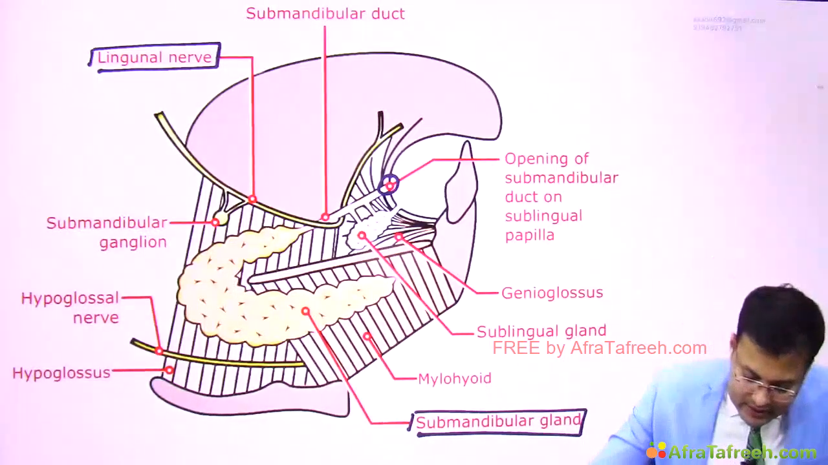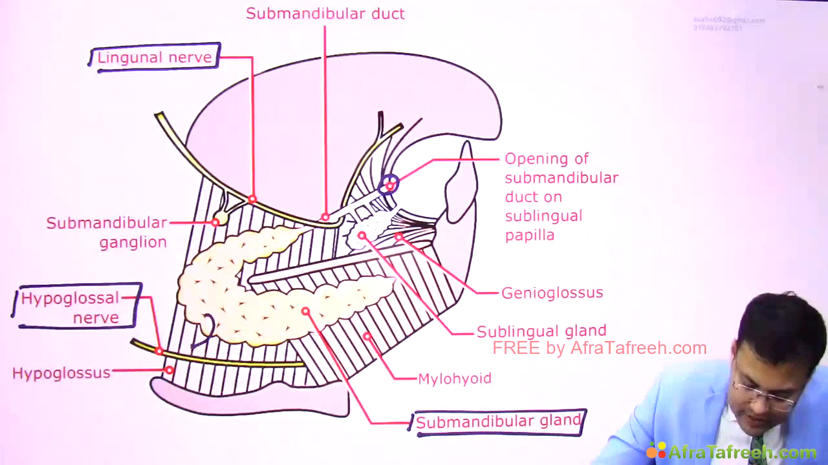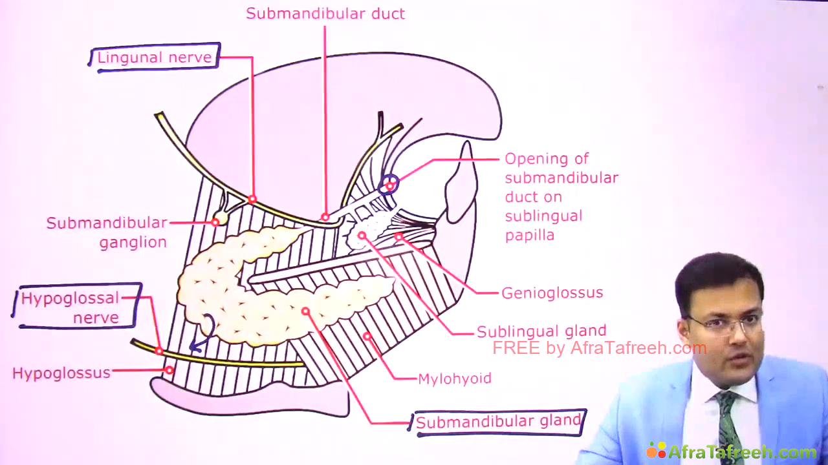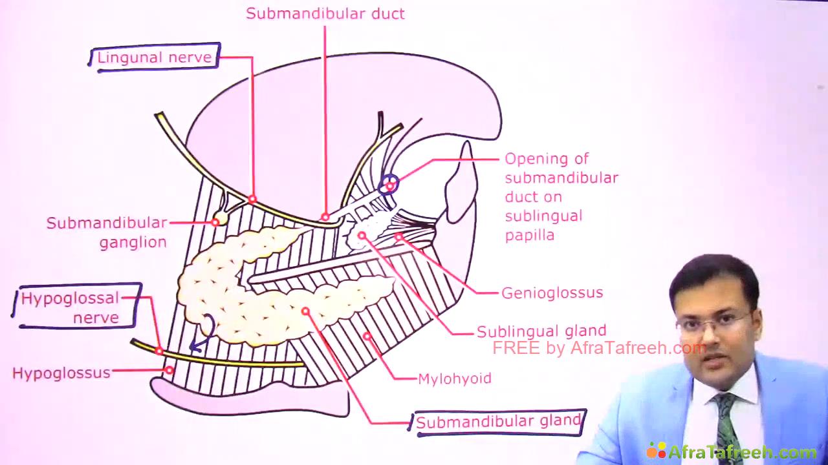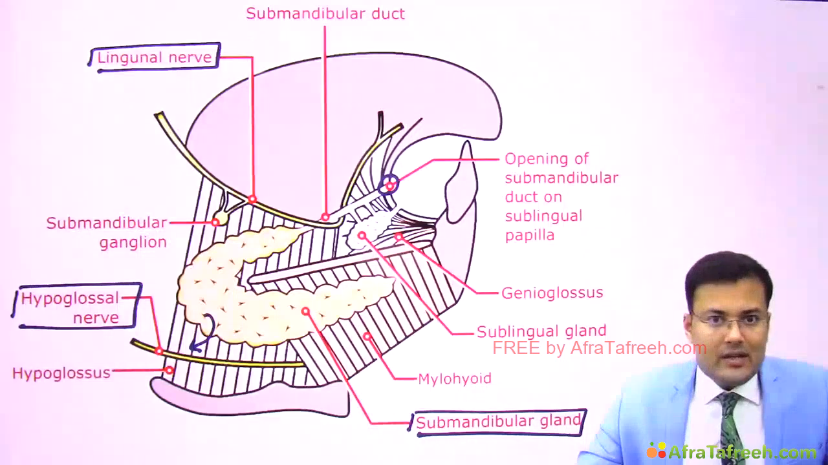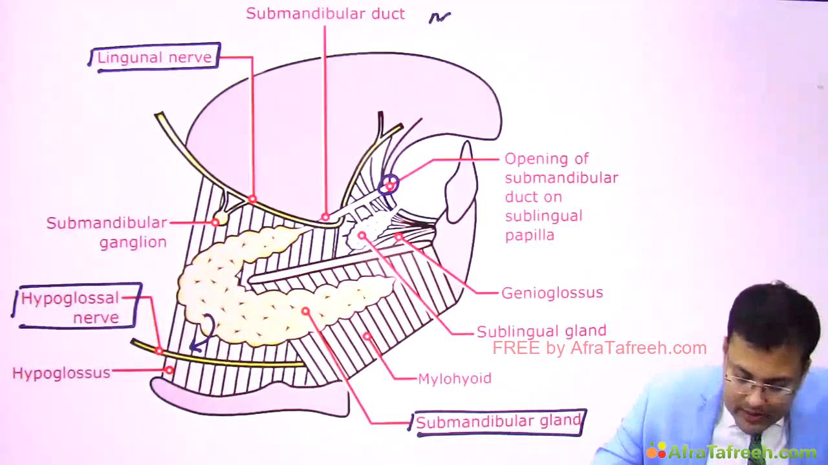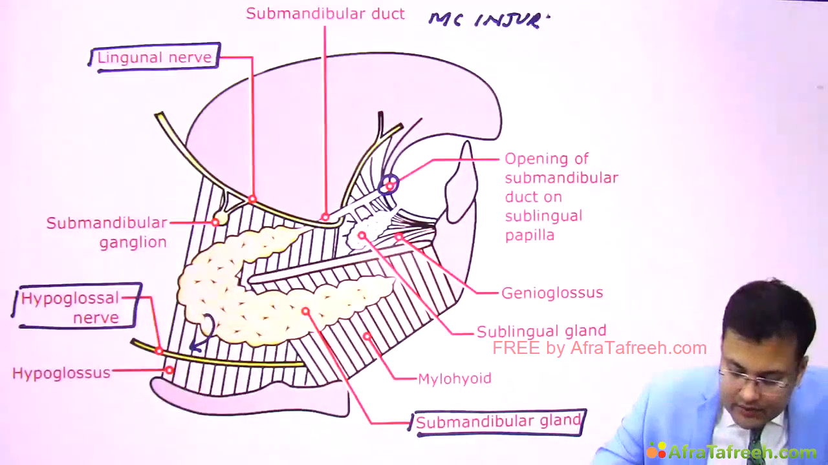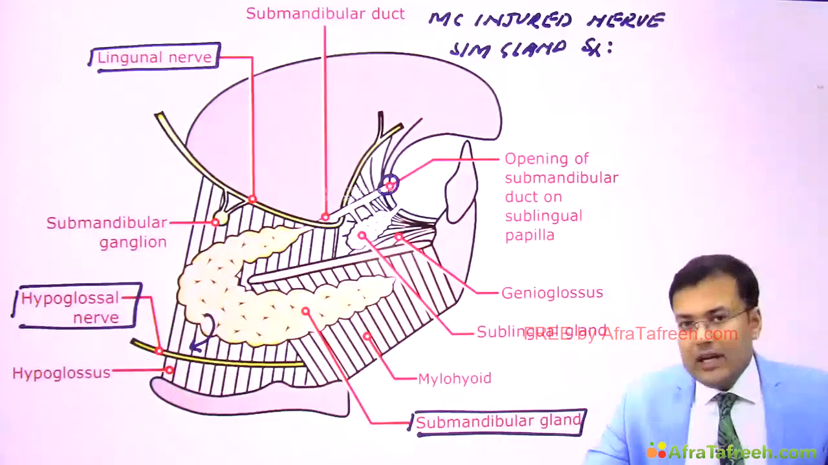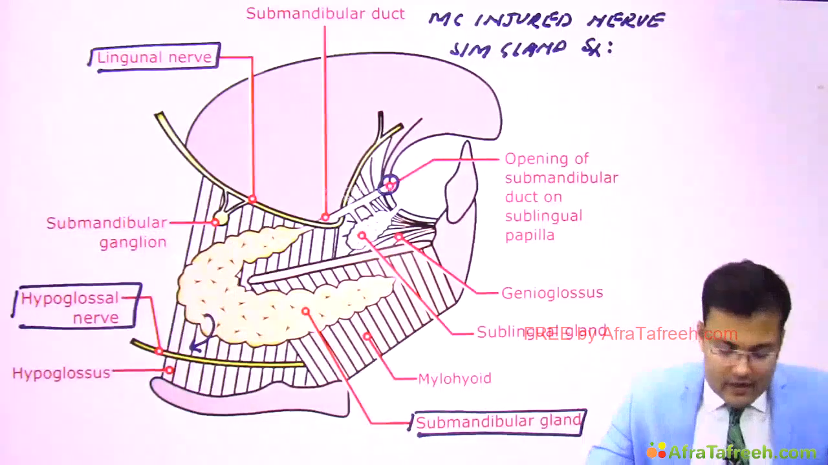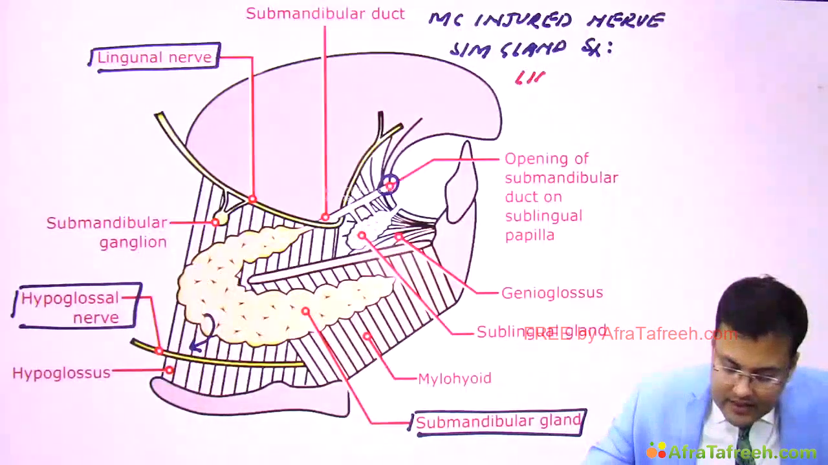Now can you see there is another nerve which is in close relation to submandibular gland. So see the question related to this anatomy: what are the two most commonly injured nerves during submandibular gland surgery? Obviously, lingual nerve followed by hypoglossal nerve. So the most commonly injured nerve is lingual followed by hypoglossal.